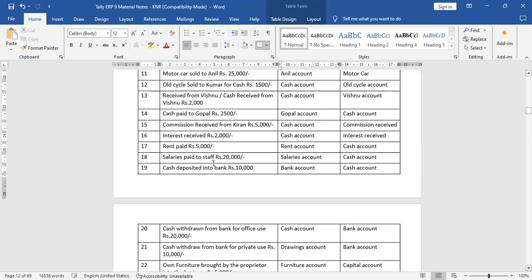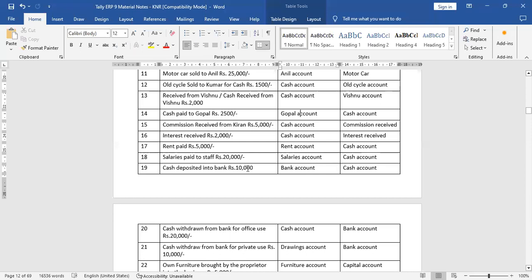Salary is paid to staff. You pay the salary, so salary is an expenditure. Expenses, which side do you enter? Debit side. What you pay is cash only. Cash comes in or goes out? Goes out. Goes out means which side do you enter? Credit side.